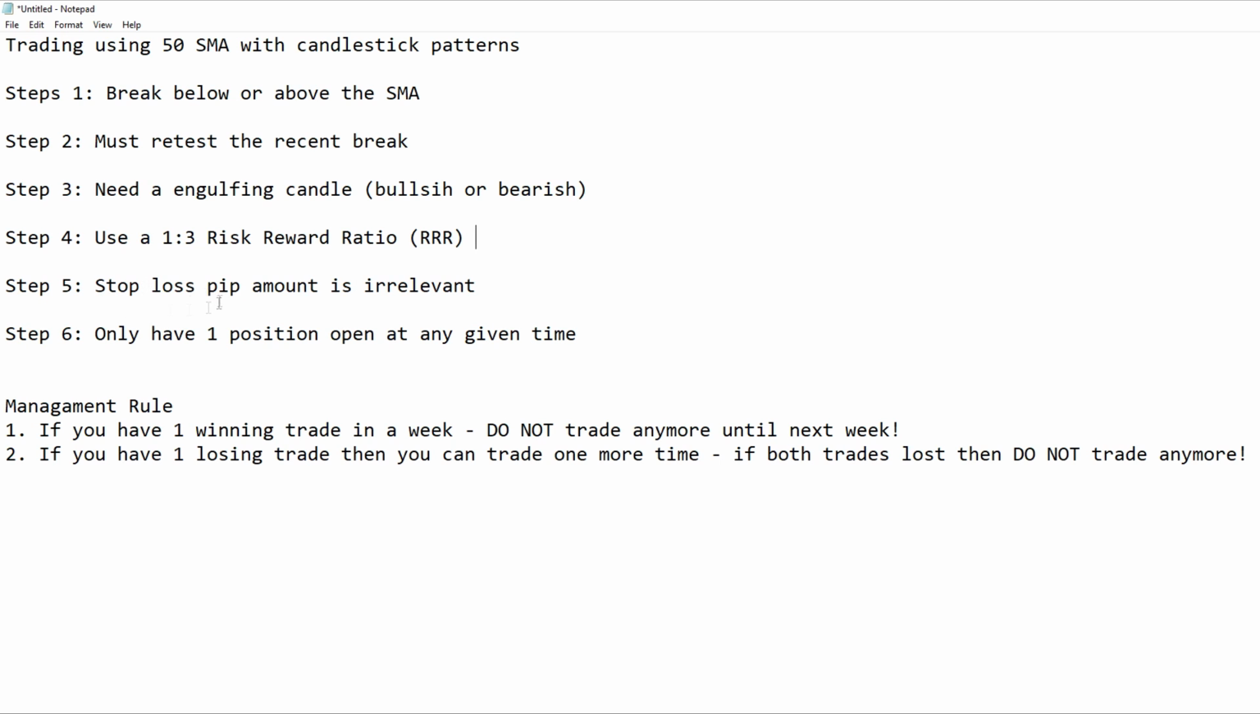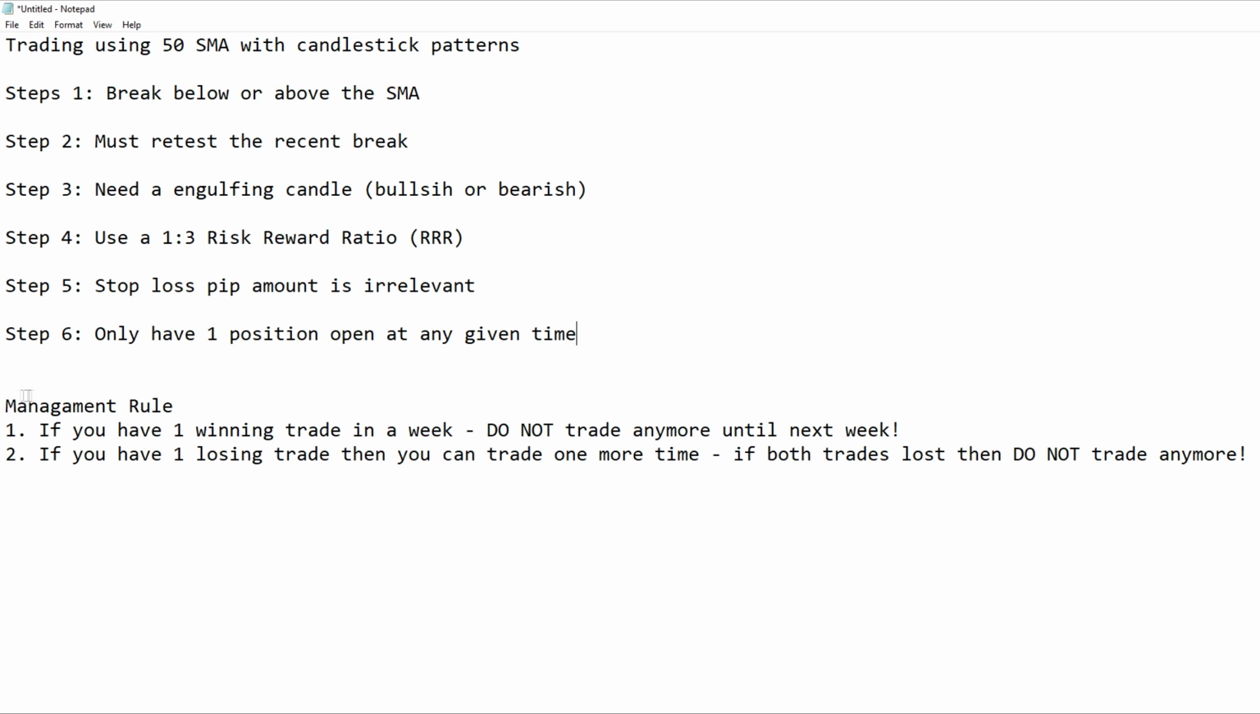Step 5, stop loss pip amount is irrelevant. Sometimes I hear people saying, oh, the stop loss is 60 pips or 100 pips. It doesn't really matter as long as your take profit is 3 times your stop loss. Step number 6, only have one position open at any given time. This is very important, guys. As you're learning to trade, it's very important that you keep one position open. If that position hits your stop loss or take profit, then you can open another one.